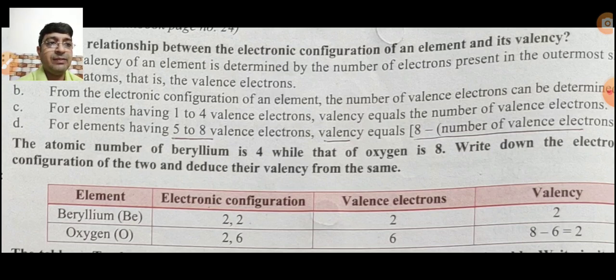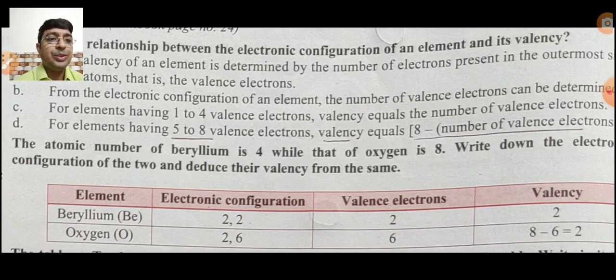Point C is given. Check there. Oxygen, electronic configuration is 2, 6. Six electrons are present in the outermost shell, so they are called the valence electrons, that are 6. So by using the above formula, that is point D in the above explanation, 8 minus 6 is equal to 2. So the valency of oxygen is also 2.